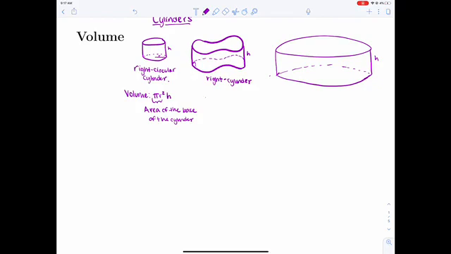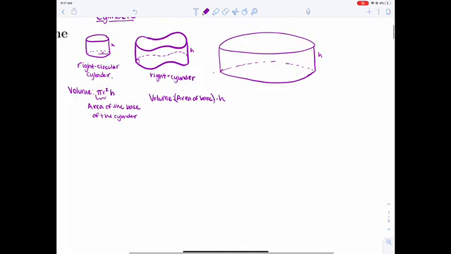Well, we could determine the volume by finding the area of the base and multiplying it by the height. So this will work for any cylinder.